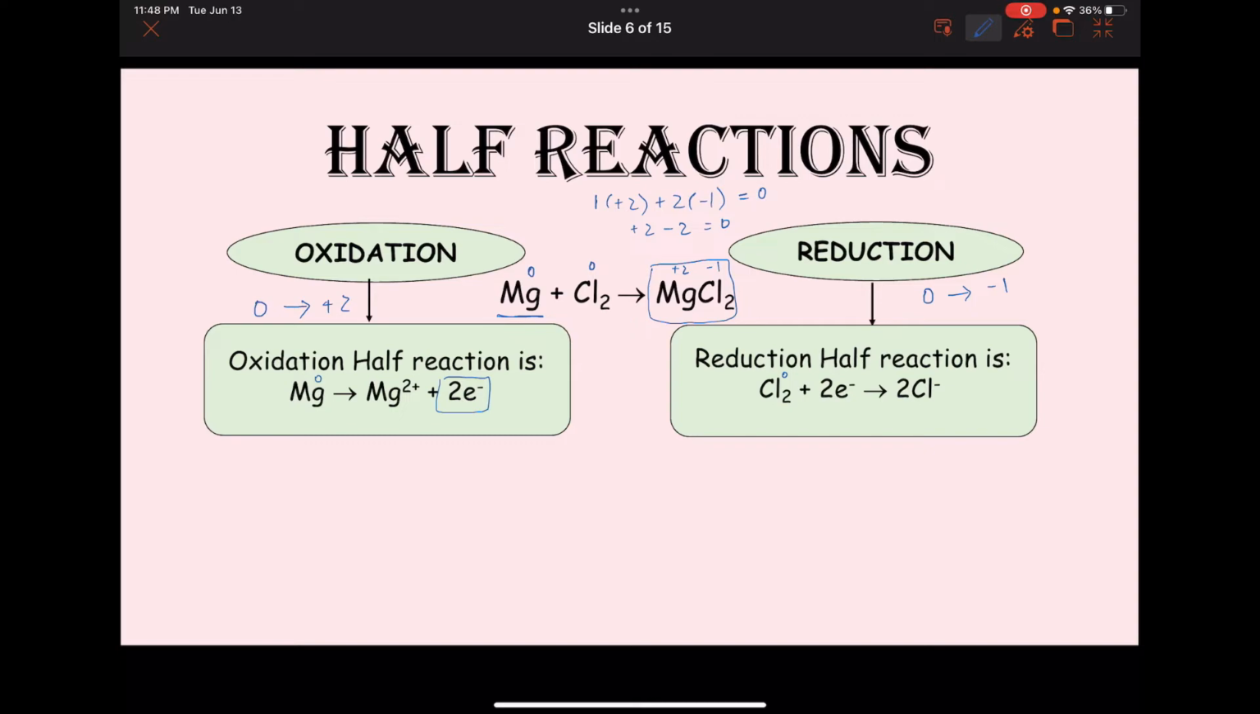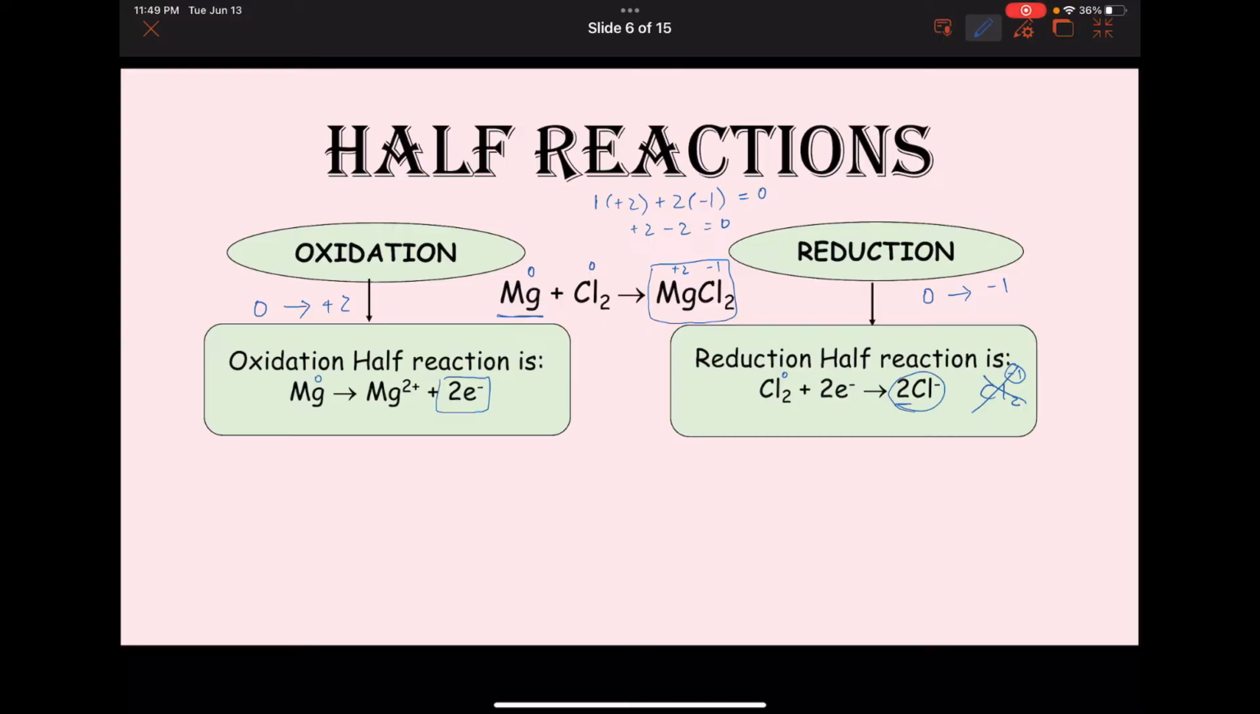Now please do not feel the temptation to write this as Cl2 -1. Because remember, Cl2 means these two chlorines are bonded to each other, and if they are bonded to each other, they cannot have a charge of -1. So this is wrong in terms of chemistry. Please do not write that. If you want to say that you have 2 chloride ions, you're going to put that 2 as a coefficient. Do not put that 2 as the subscript.